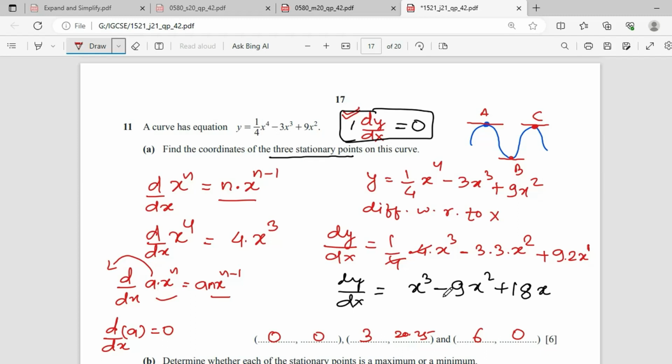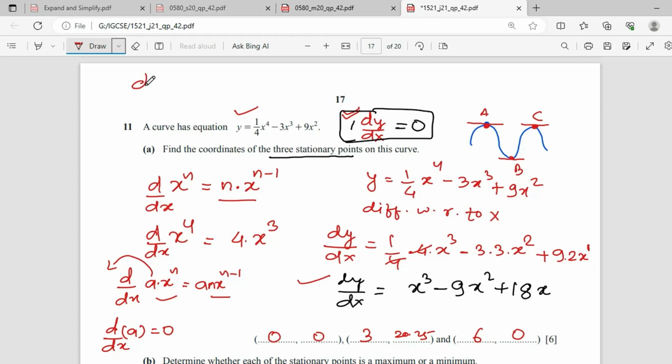Now moving to the maxima or minima. Like I told you, if dy by dx is 0, then this point and this point can be maxima or minima, but how can we identify? From the graph we can see A and C are maxima, B is minima. But if the question is given in terms of a function, how can we identify? The first differentiation we got is x cube minus 9x square plus 18x.